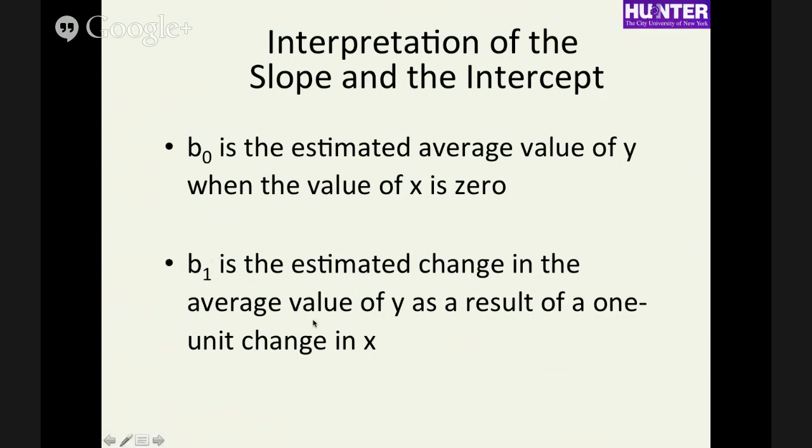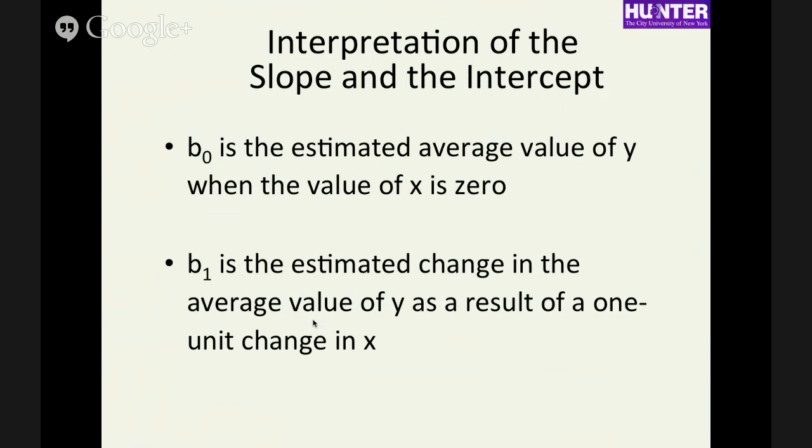And b1, the slope, is the amount by which y changes for a change of 1 unit in x. So it depends on the units of both y and x. If it's the relationship between height and weight, it depends on whether height is in inches or feet or centimeters, and it depends on whether weight is in pounds or grams or kilograms or whatever. It's not like correlation in that sense, in that it does have units, and if you change your units, then the value of it changes.